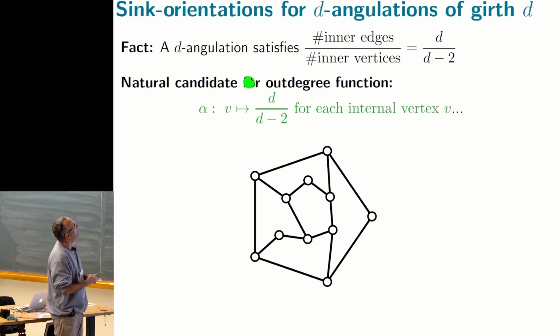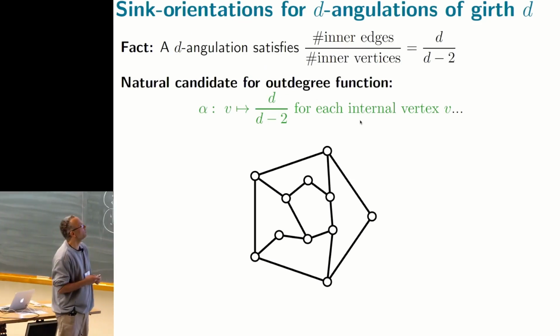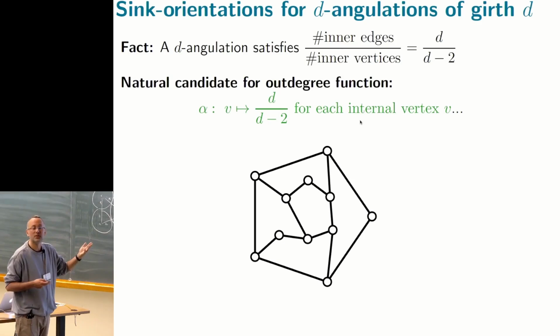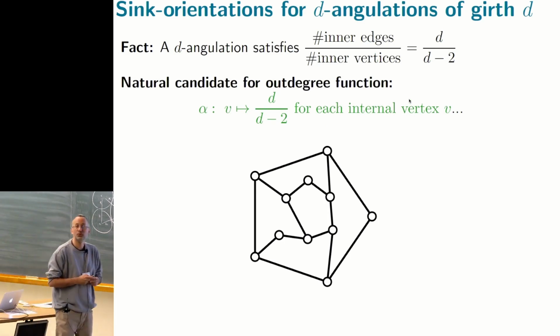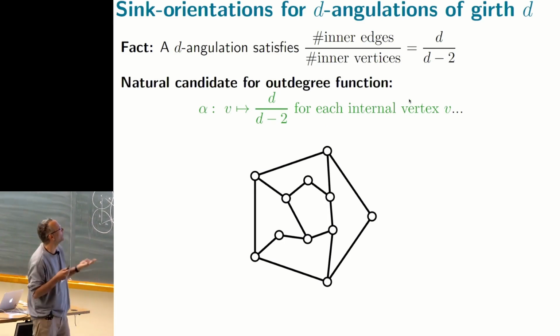And so now we wanted to push further this approach to d-angulations of girth d, for instance. And we have this observation, an extension of what happens in the triangular case: the number of inner edges over the number of inner vertices is d over d minus 2. So this suggests we could hope for having an orientation where each internal vertex has out-degree d over d minus 2. So it does not make much sense for d larger than 3.